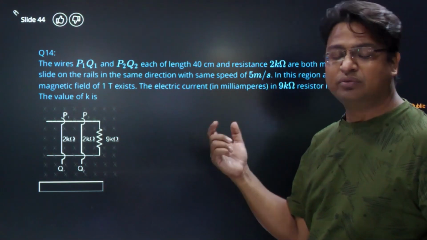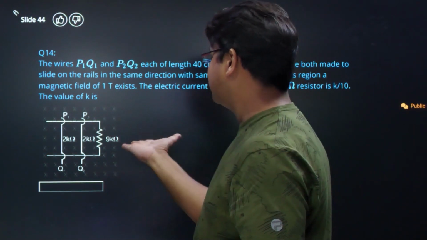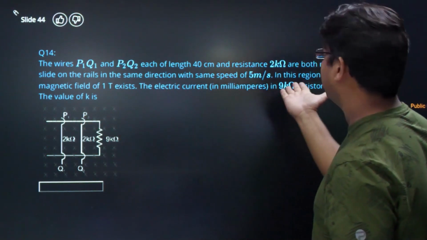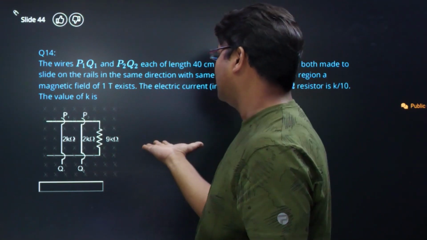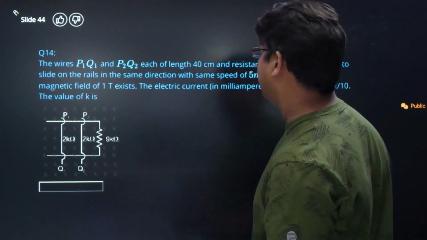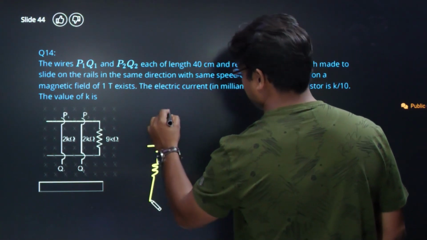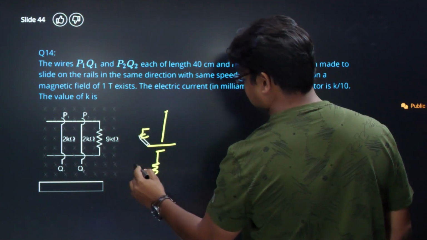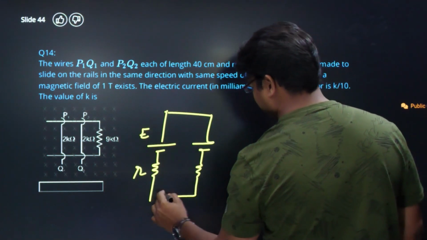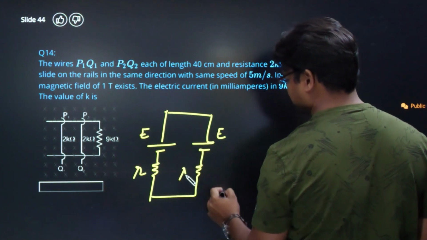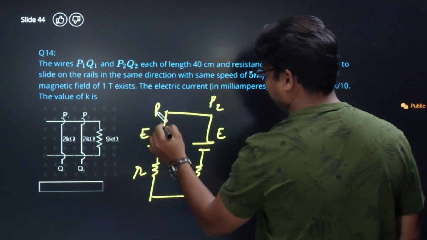Each of the sliding rods will behave as a battery with some internal resistance. The magnetic field is inside. The velocity is towards right. I think the same direction. So it doesn't matter left or right. If I'm assuming that they are moving towards right, the P1 Q1 branch will behave as a battery with some internal resistance. Let this value be E. Let the resistance be small r. The P2 Q2 branch will also behave similarly. It will behave as a battery of EMF E with the same resistance r. Alright, so this is, let's say, P2 Q2, and this is, let's say, P1 Q1.